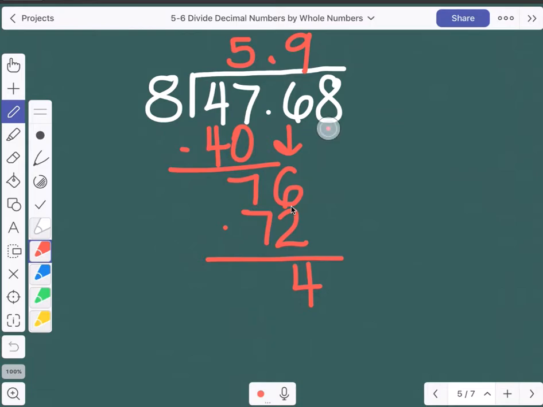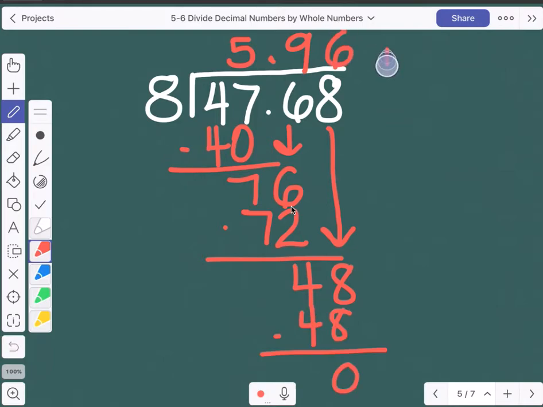I'll bring down my 8, and 8 goes into 48 6 times. 6 times 8 is 48, so I have a remainder of 0.